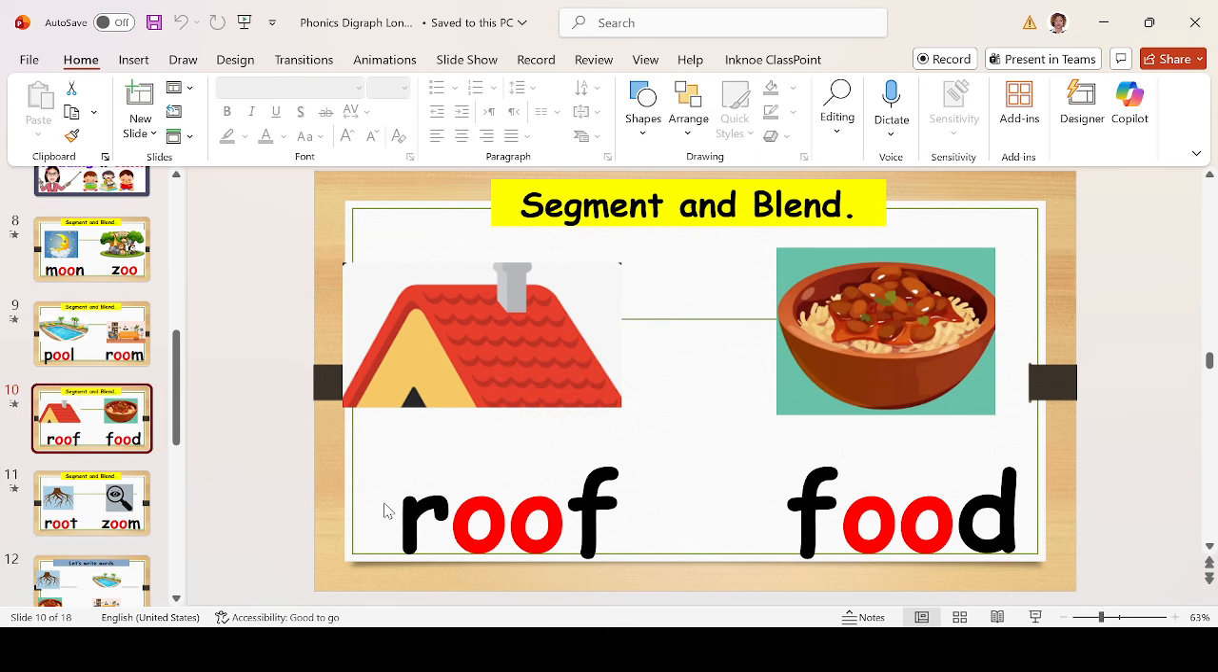Next one. Can you say the sound? Yes. What is the word? Oh, beautiful. One more time. Very good. Now let's read it together. Oo, f, roof. Oo, f, roof. Okay, so this is the roof.